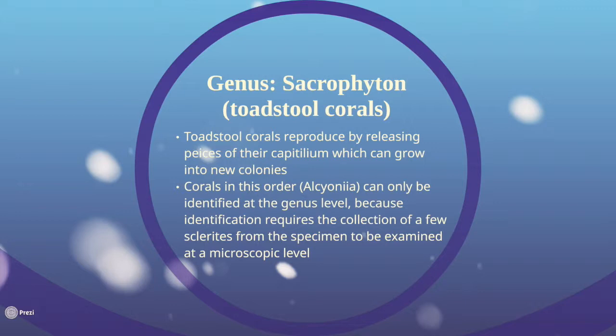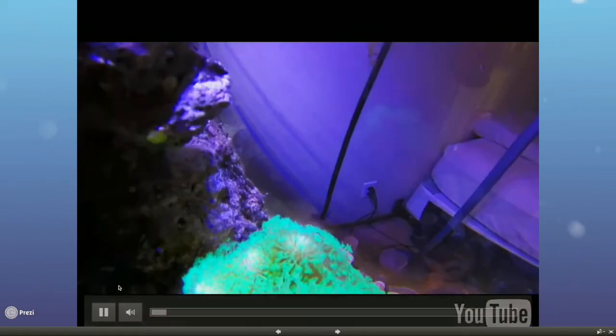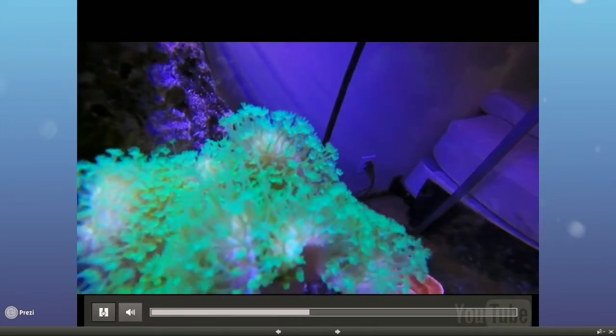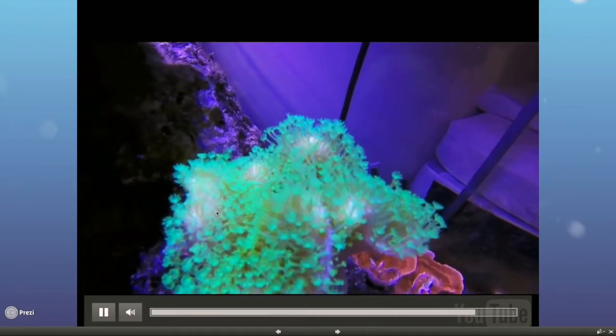This is because identification requires the collection of the tiny sclerites from the specimen to be examined at a microscopic level. Scientists can examine these sclerites under a microscope. They can also take the sclerites and get information from their gene sequencing, as well as gaining information from NMR spectroscopy and IR spectroscopy. So here we have a video of a soft coral, and in this video you can see these small little structures right here. The green structures are their polyps. Now these polyps are farther distended than their counterparts of hard corals.